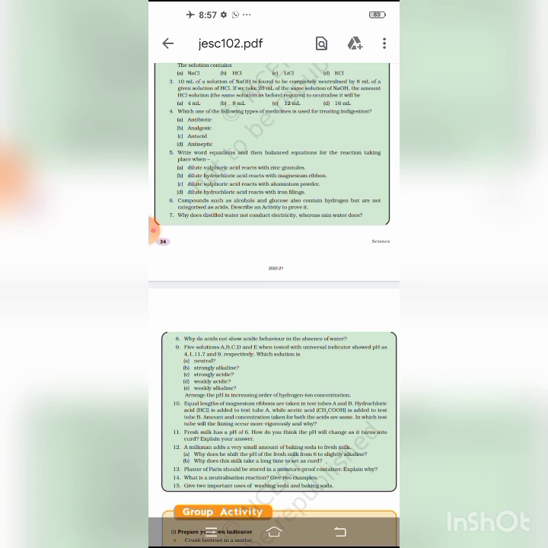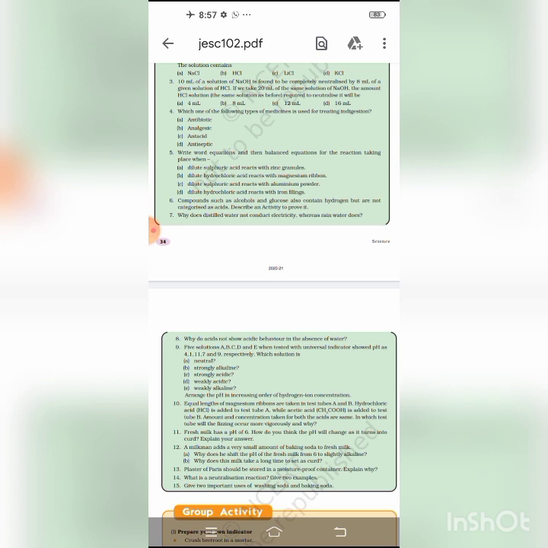Okay, now next question. Which one of the following types of medicines is used for treating indigestion? Okay, student, option C, that is antacid. Because indigestion is due to excess of acid produced in the stomach. So the medicine used to neutralize it is called antacid. So the correct answer is option C, antacid. Clear?